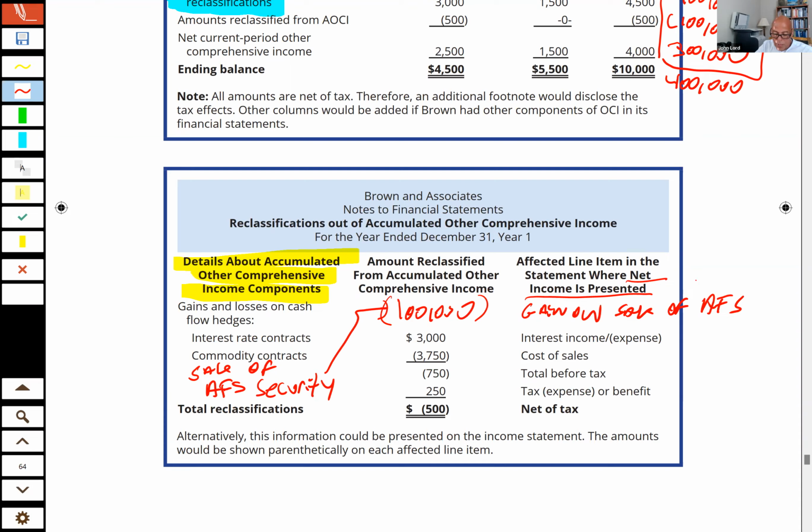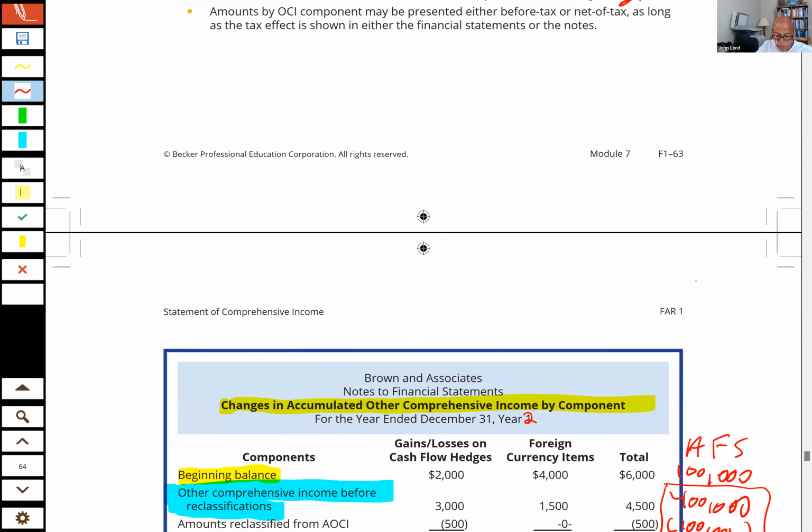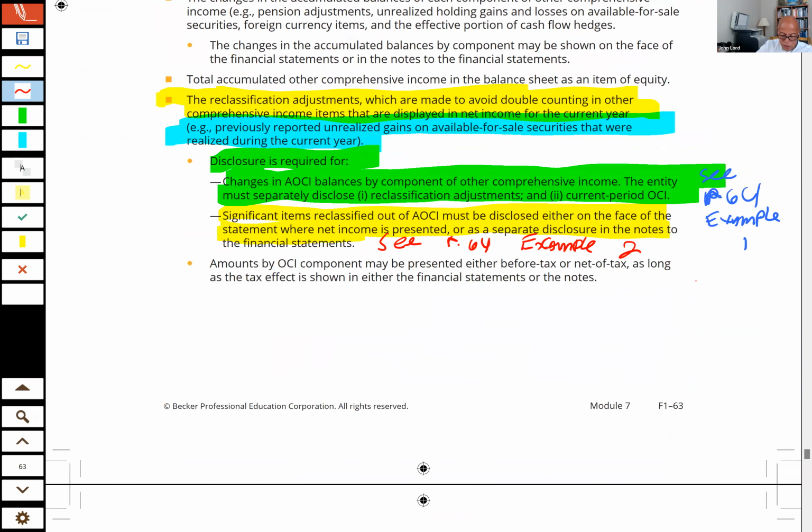Okay, so that's what those two things are telling us: changes in AOCI balances by component, and must separately disclose reclassification adjustments. You saw that, and then significant items classified out of accumulation must be disclosed, and we showed that on that second statement.